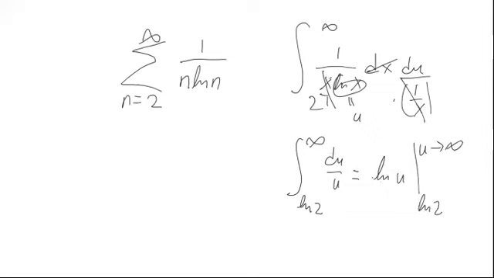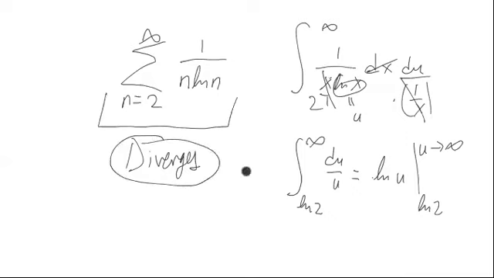Now, in taking a look at this, we will notice, as u goes off to infinity, this is infinite. So this diverges. So since this integral diverges, that'll tell us that this series also diverges, absolutely. And since it's already positive, it does diverge. So this series diverges based upon this integral test for convergence and divergence.